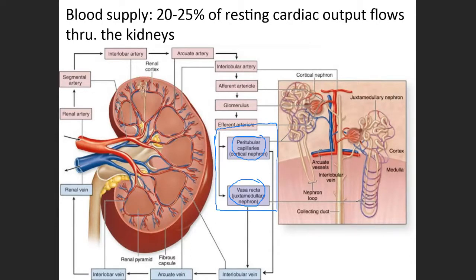But for now, I want to focus on what they do. This is a true capillary bed. This is where we'll get fluid exchange and gas exchange with the cells making up the nephron. So we do see behavior at these capillaries much more similar to what we had used the term capillary for before.